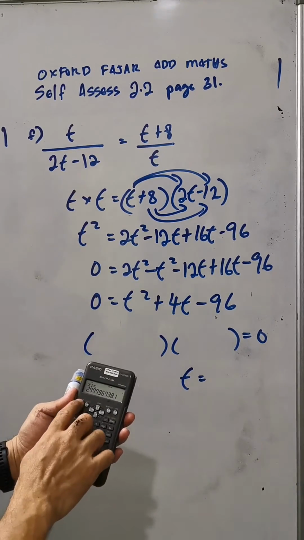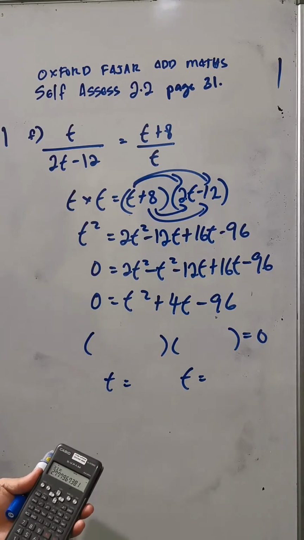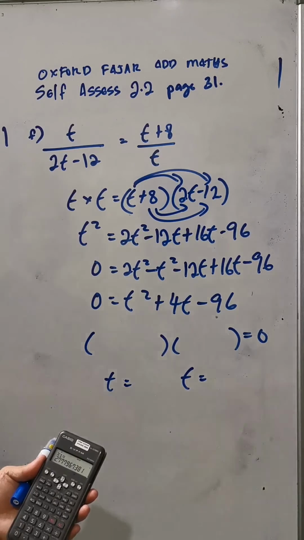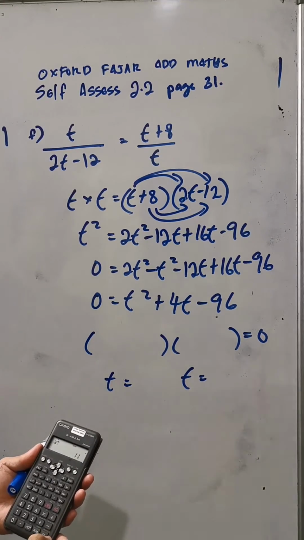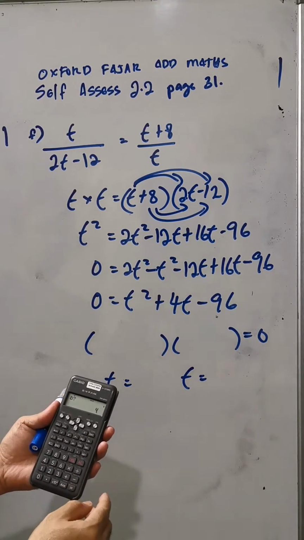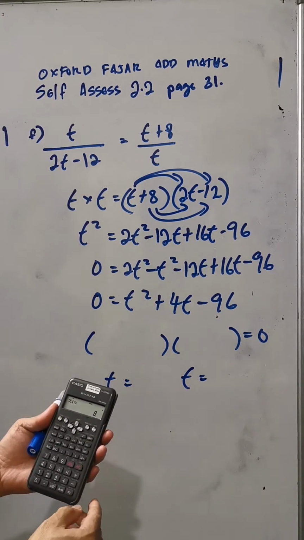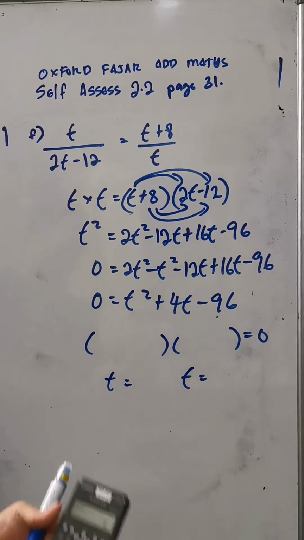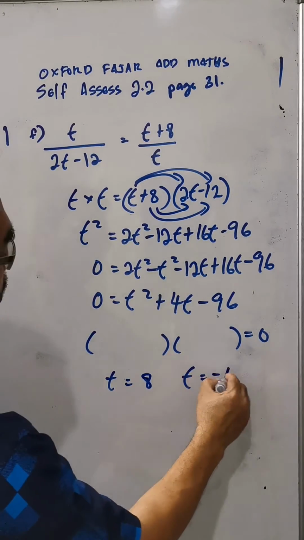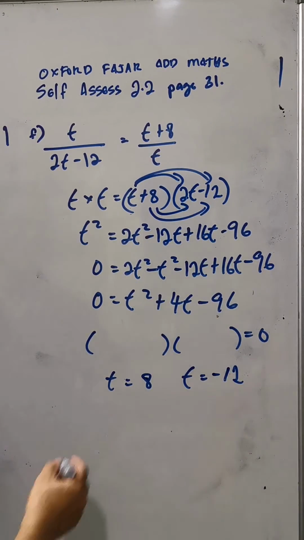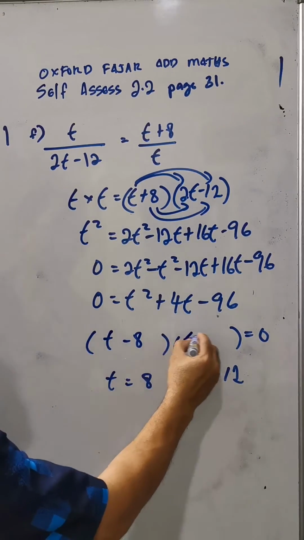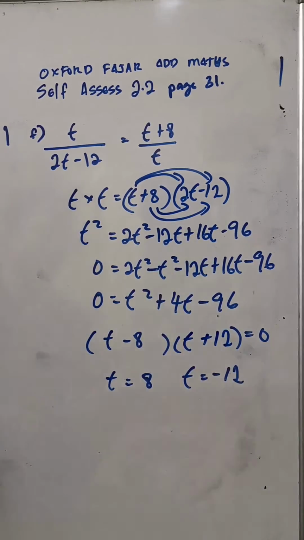So the answer will be using shift ABC. Is there any calculation mistake? A will be 1, B will be 4 and C negative 96. So the first t will be 8, the second t will be negative 12. 8 and negative 12. Okay, so t minus 8 and t plus 12.